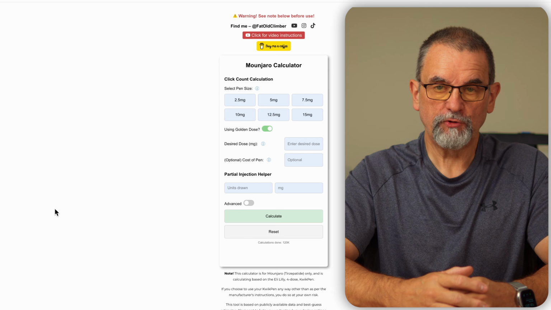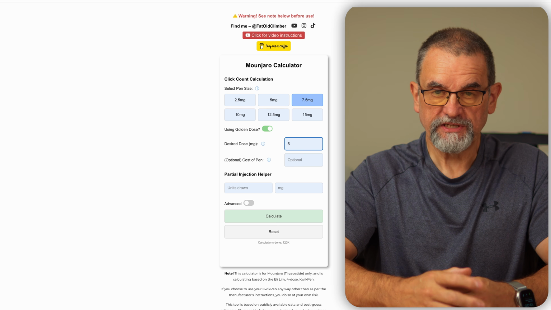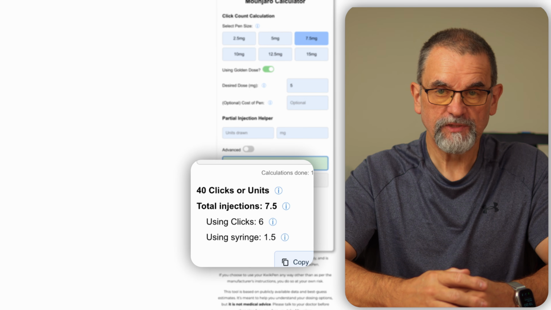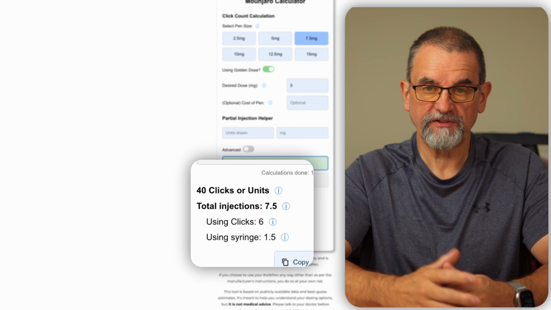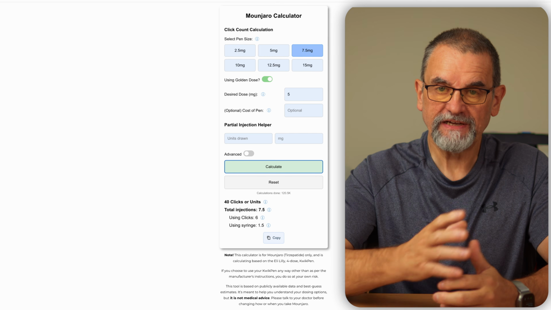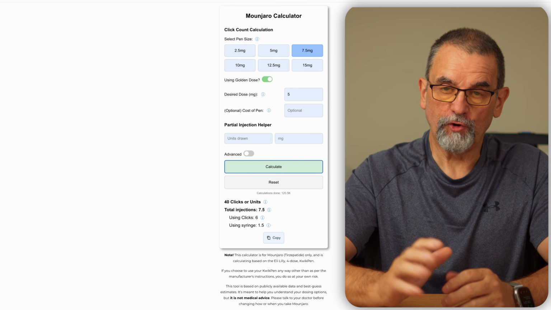So for example, you're using a 7.5 milligram pen to extract 5 milligrams, you can see there are 6 normal injections and 1.5 syringe injections. So once you use the syringe for your 7th injection, you'll have liquid left, but less than a full dose. The half is an estimate. Half in this case would be roughly 20 units. At this point you have two options.